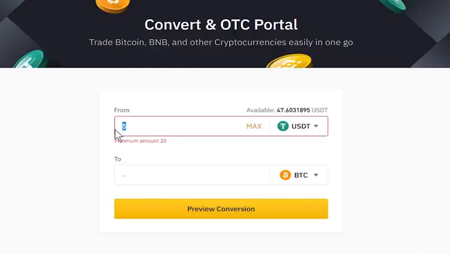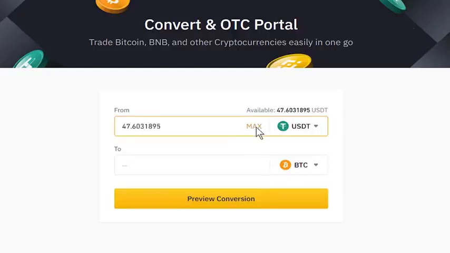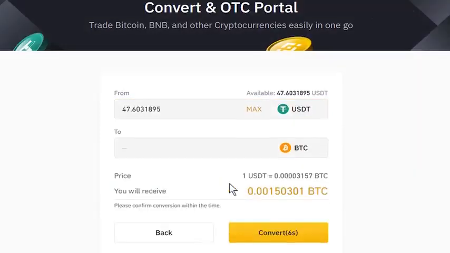By entering your desired amount or just by clicking on max, you enter all your available coin. And by clicking on preview conversion, you see how much it would be in Bitcoin, which is 0.001. And if you click on convert, the conversion will be executed and you will buy this much Bitcoin.